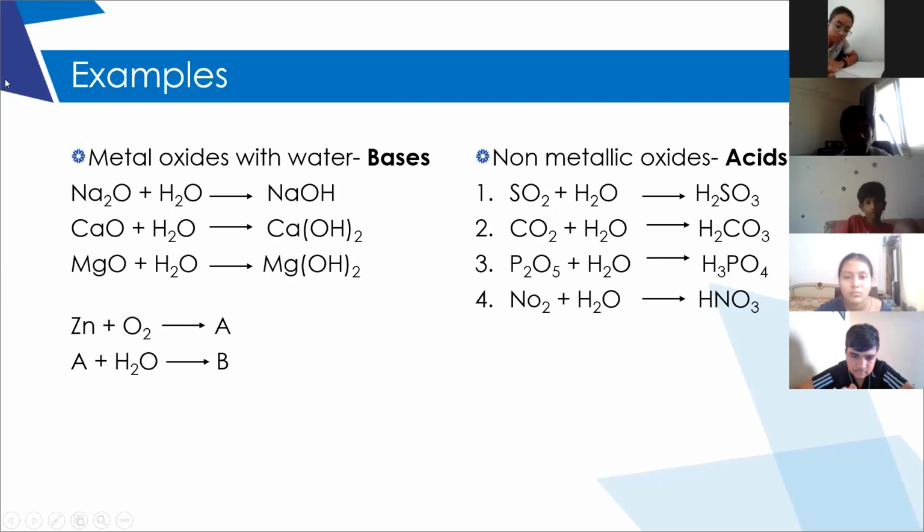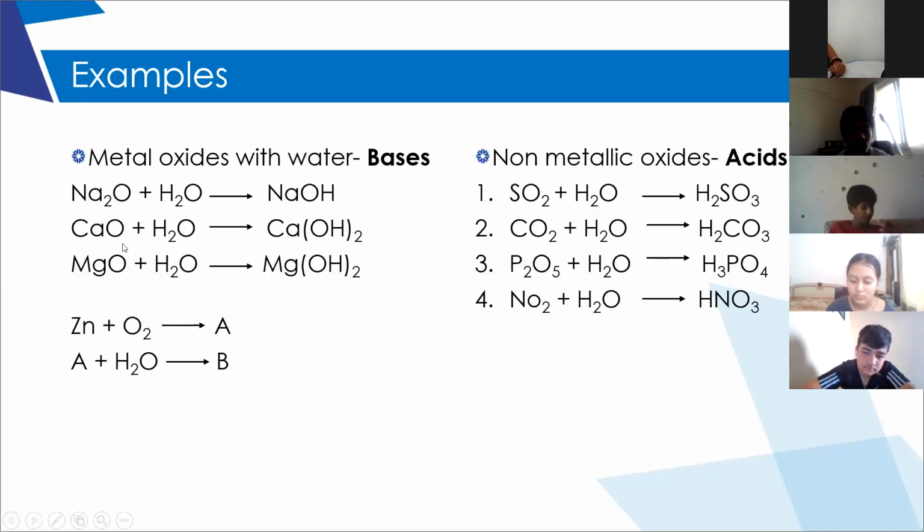So one of those reactions is metallic oxides. When they react with water, they form bases. Generally, they form hydroxides. And non-metallic oxides, when they react with water, they form acids, because non-metallic oxides are acidic in nature. So this is one type of combination reaction.